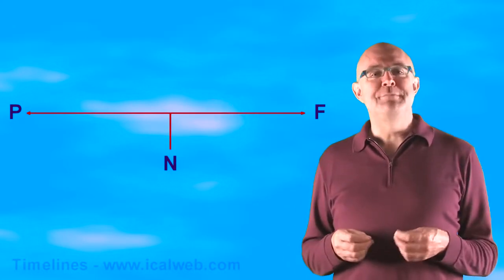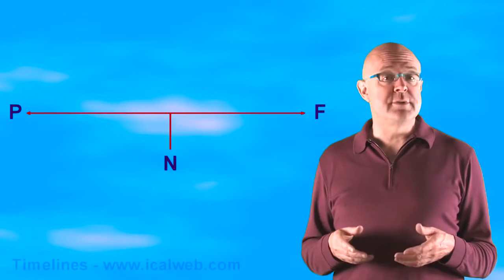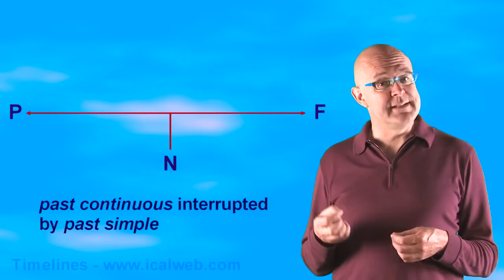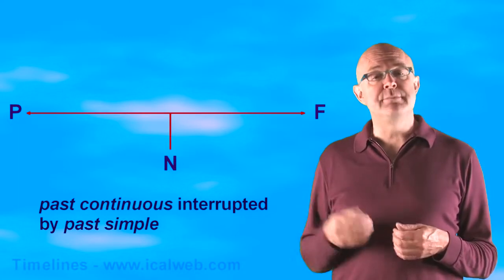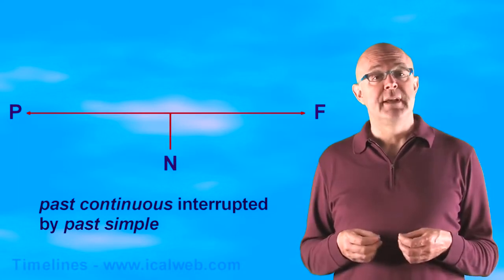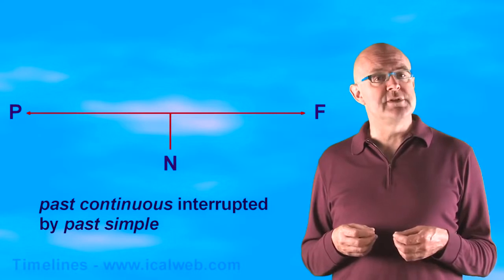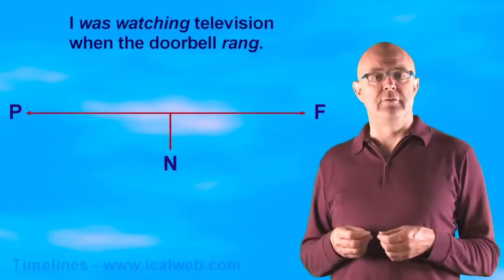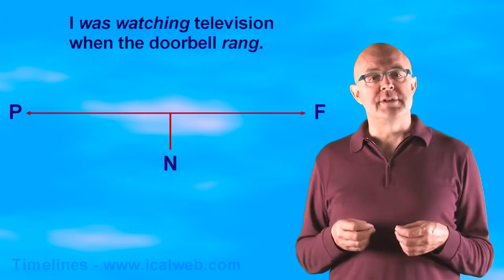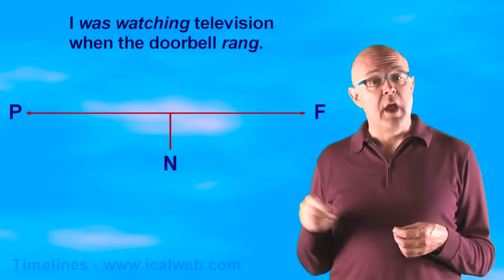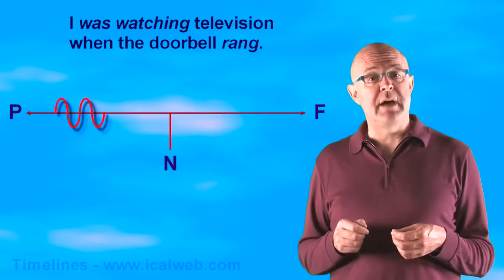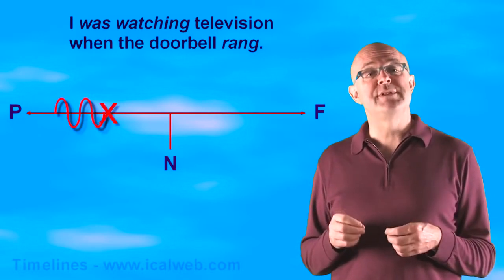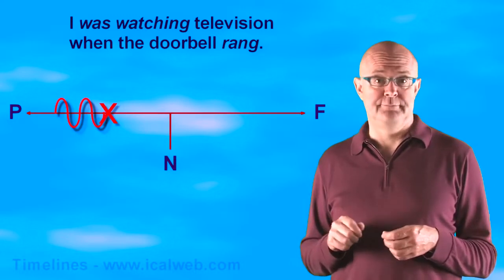Of course, you can mix these ideas. Suppose we wanted to show how we use the past continuous tense to set the scene, and then the past simple tense to interrupt it. This happens in statements such as, I was watching television when the doorbell rang. We can show this on a timeline like this. A wavy line for the past continuous, which is interrupted by a cross representing the past simple.